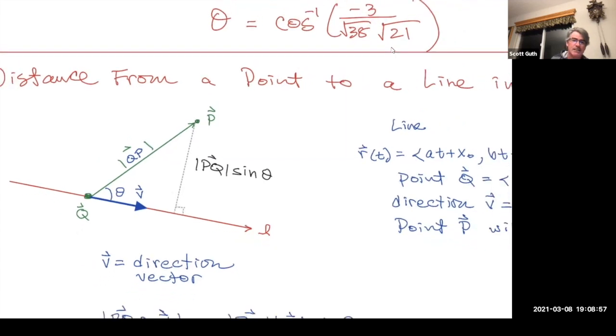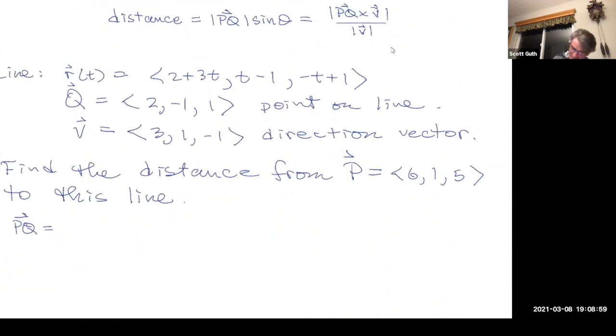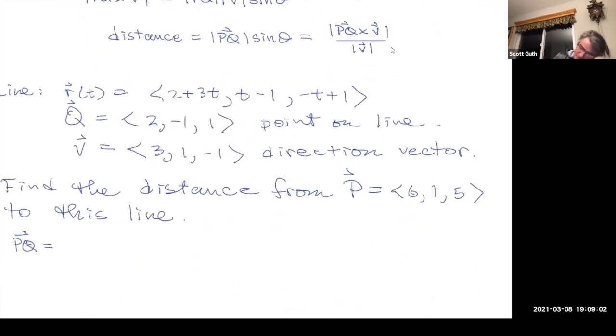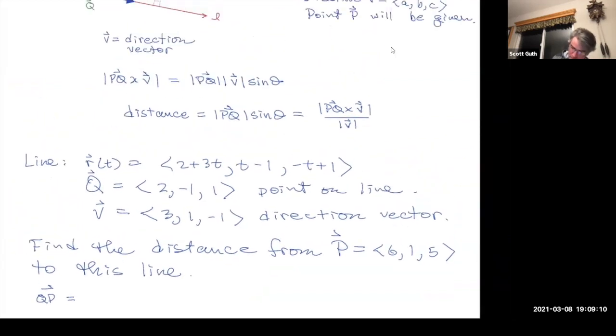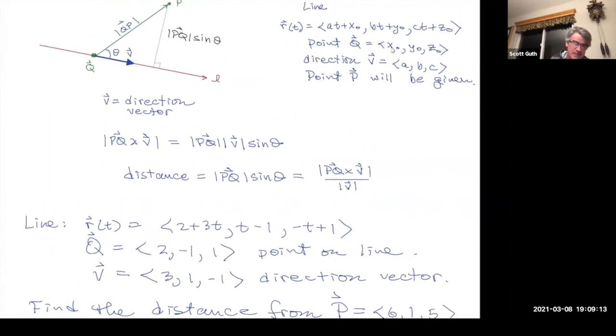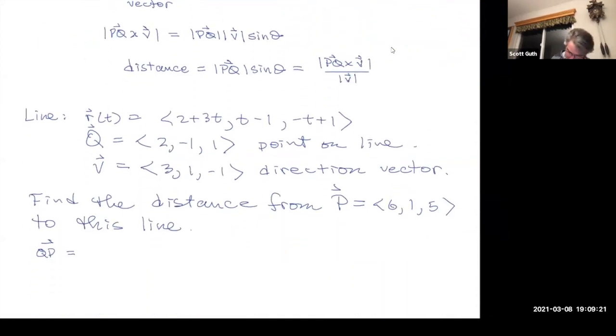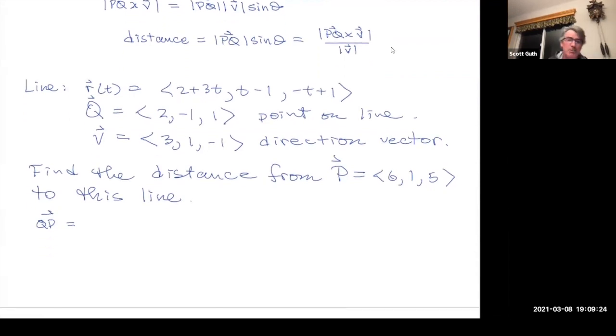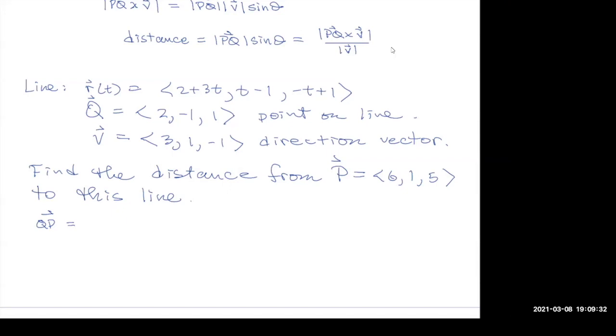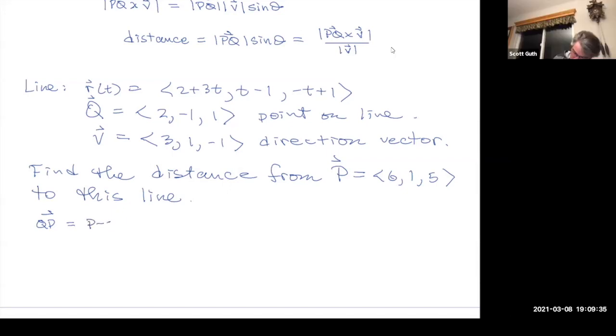There it is. Okay, so I'm gonna change this down here to QP. It doesn't matter because in the end you're taking the magnitude, so you can reverse the direction of this, and it'll change the sign of the cross product, but the magnitude will be the same. So I don't know if you follow that, but it doesn't matter. Okay, anyway, what's the formula for QP? Is it Q minus P? P minus Q. Ah, it's P minus Q. You have to change the order here.